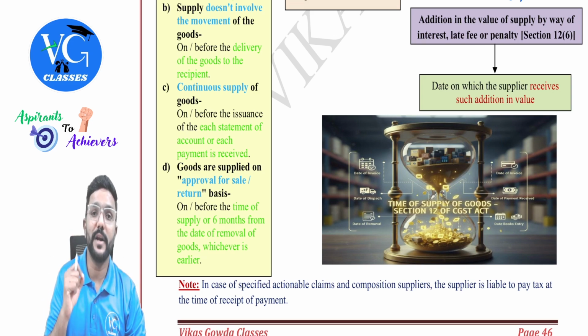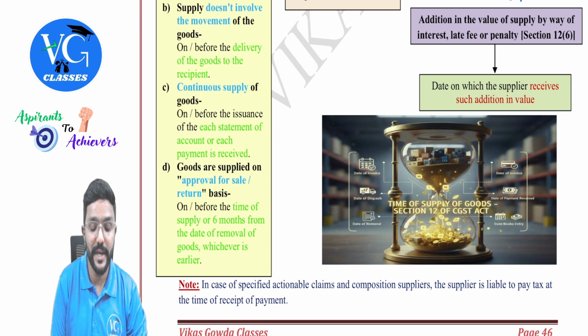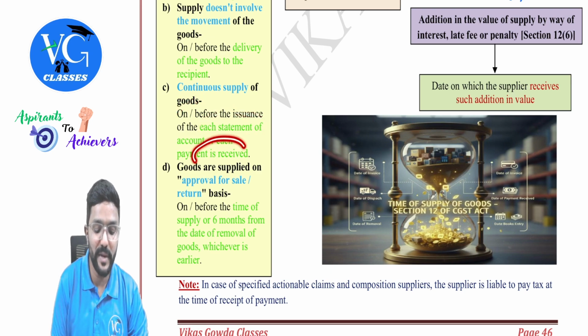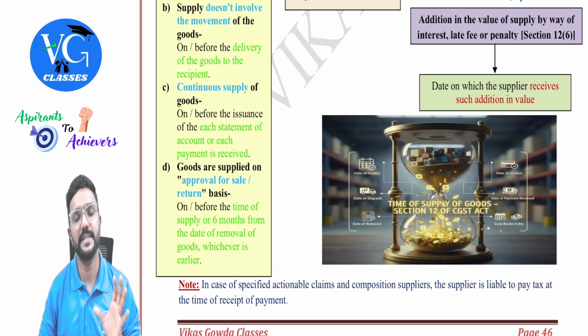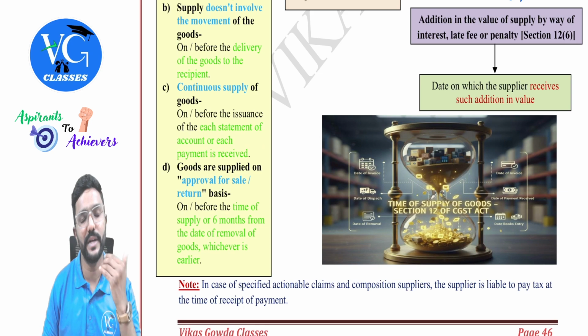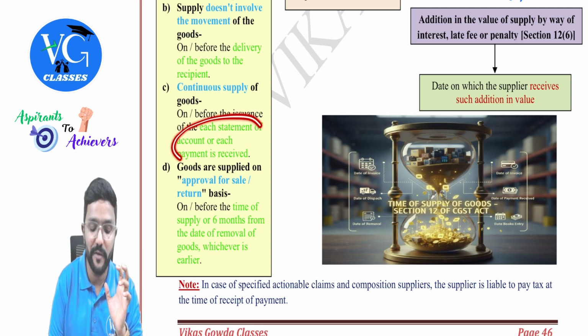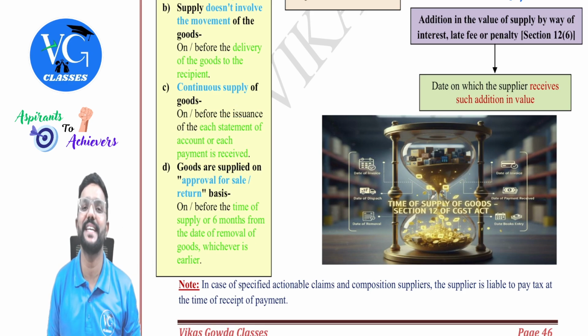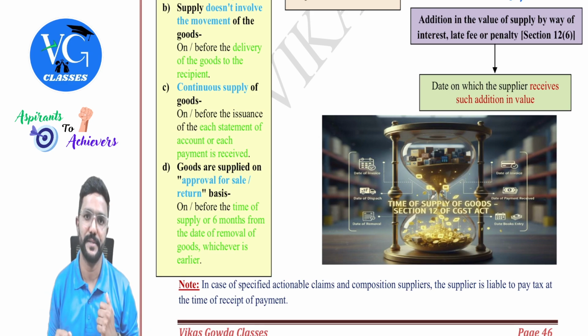Okay. So for the supplier, what is the due date to issue invoice? On or before the issuance of each statement of account or each payment is received, whichever is earlier, guys. See, if they have given any one, you take straight away. If by chance they have given both the statement date as well as payment date, you can consider whichever is earlier. You can take whichever is earlier.